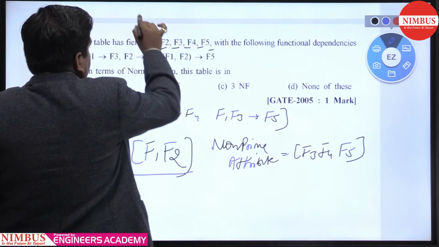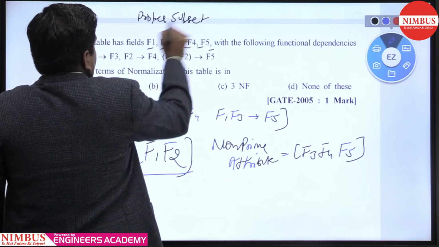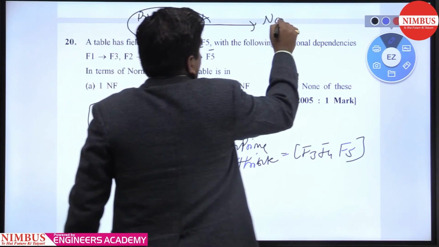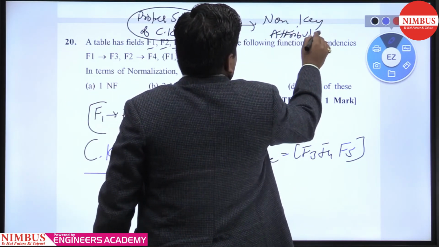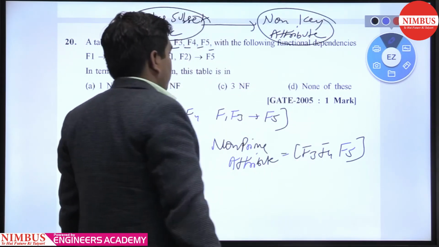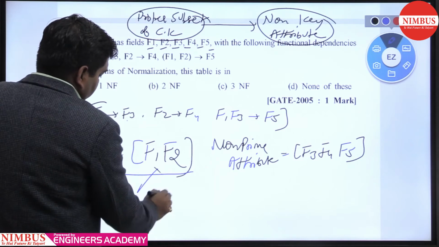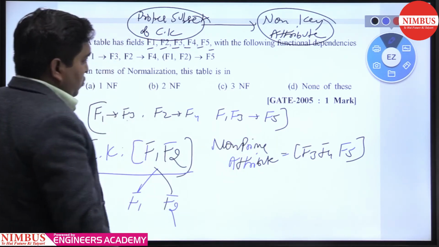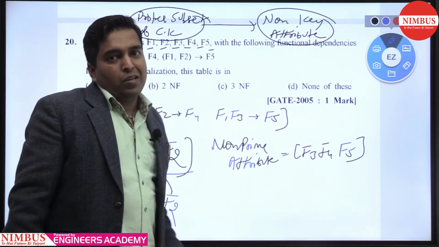A partial dependency is a proper subset of a candidate key determining a non-key attribute. Getting my point? So here, what are the proper subsets of F1 and F2? Either F1 or F2, and the target is a non-key attribute. So we have to check whether from F1 or from F2 you are getting a non-key attribute or not.